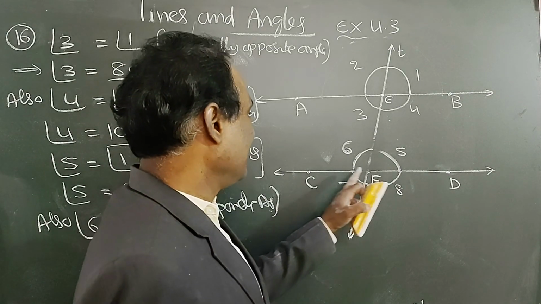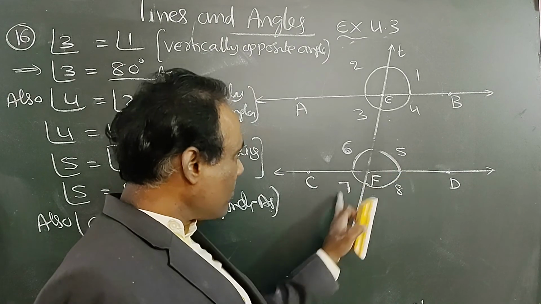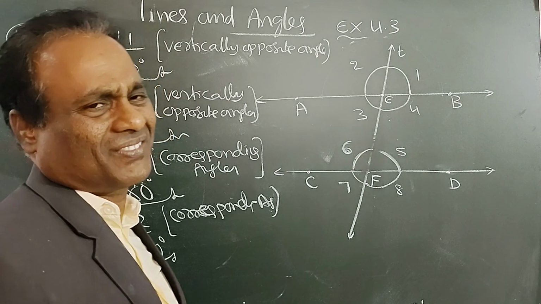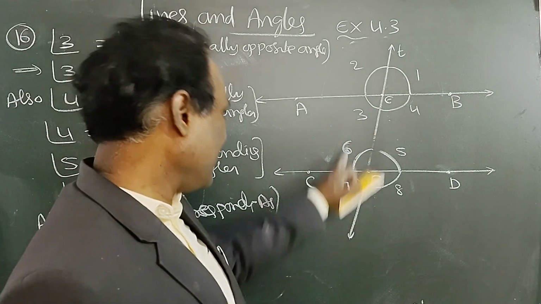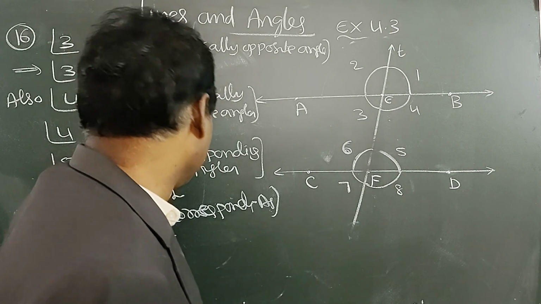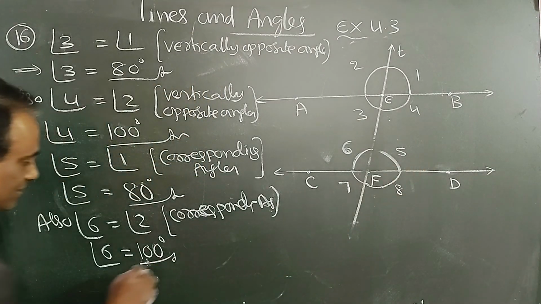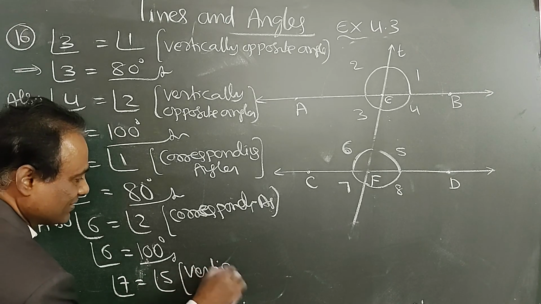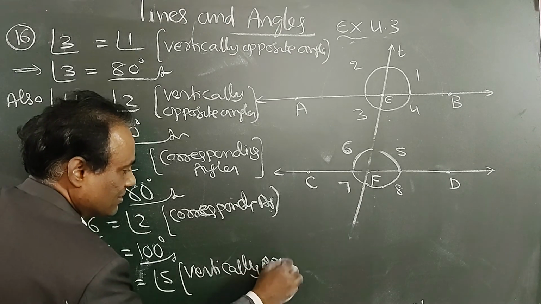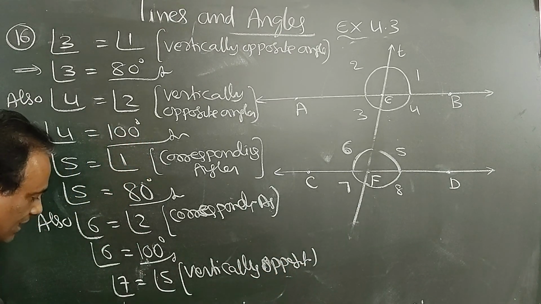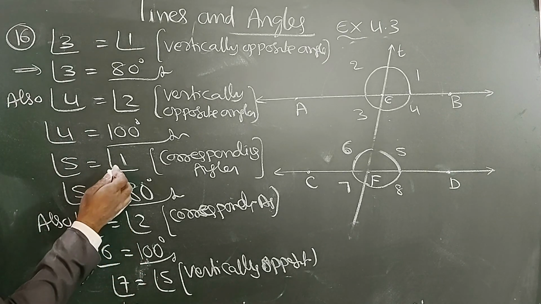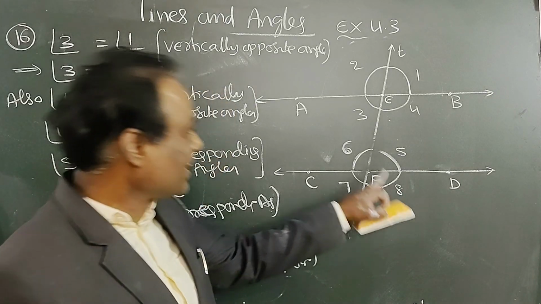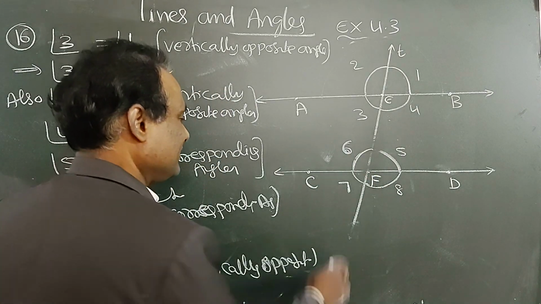Next, angle 7 is equal to angle 5 because of vertically opposite angles. Angle 3 is equal to angle 7 as corresponding angles. There are many reasons, we can do it like that also. So angle 7 is equal to angle 5, which is 80. Next, last, angle 8 is equal to angle 6, vertically opposite angles.